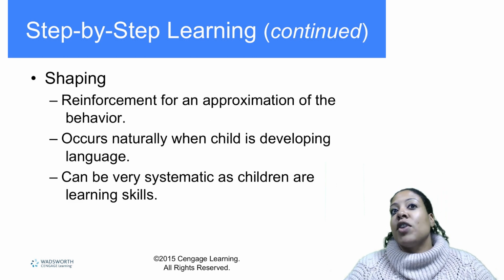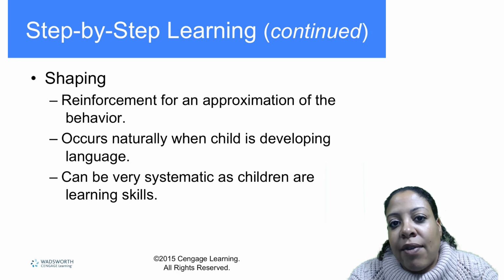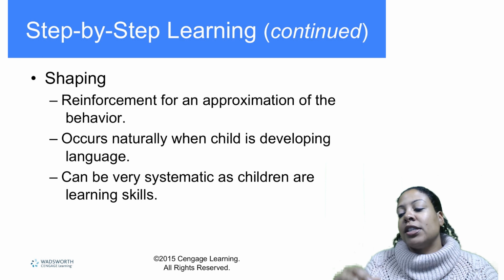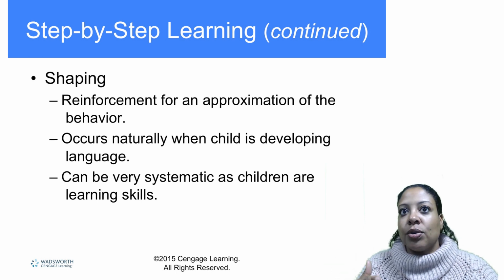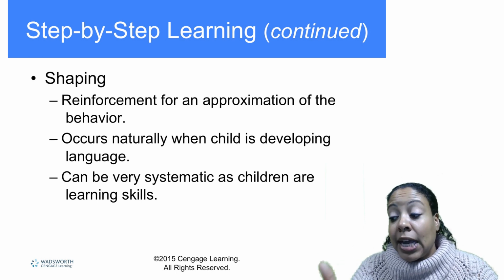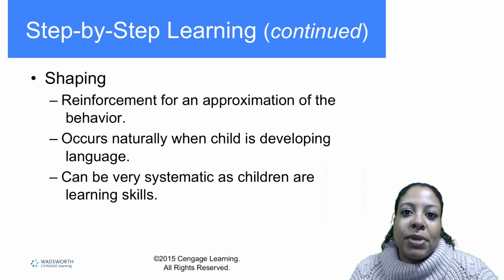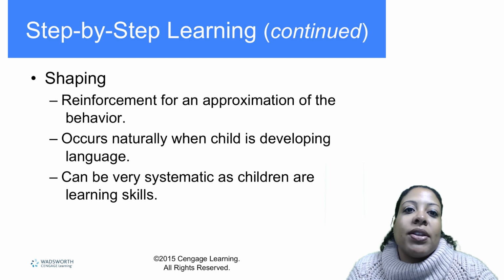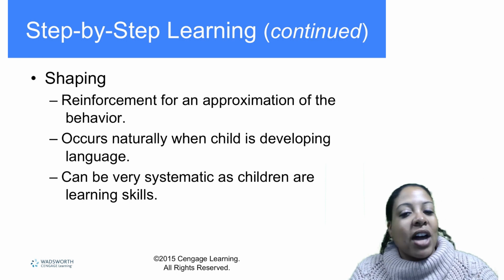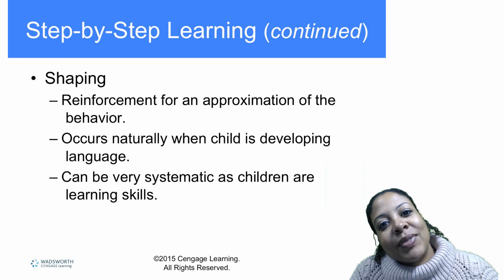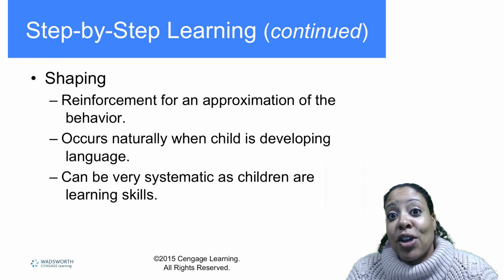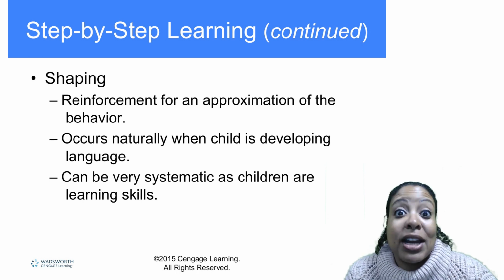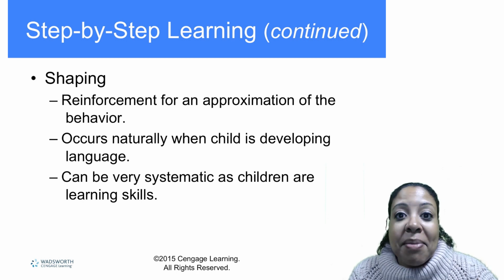Shaping. Reinforcement for an approximation of the behavior. So even if it's something close to the desired behavior, but not quite, but you see that the child is making strides to approximate that behavior, meaning get close to, that should be reinforced as well. Shaping occurs naturally when a child is developing language. So if a child is going, ma, ma, ma, and the caregiver is very thrilled and is repeating back, ma, ma, ma, then you're reinforcing, you're shaping that behavior.